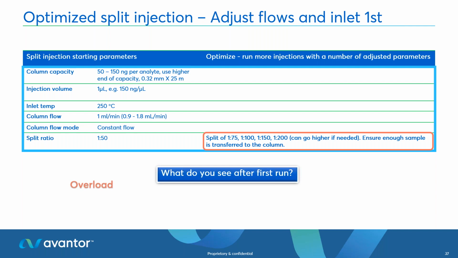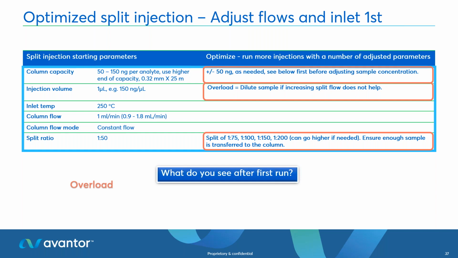If you've got 1 to 50 to start, or maybe 1 to 100, whichever one you started on, you can just change it in a few increments, just to make sure you've got enough sample being transferred onto the column without overloading it. If you're still seeing issues, even if you've got a really high split flow, then just double check and make sure that you may need to reduce your injection volume or dilute the sample in some way.